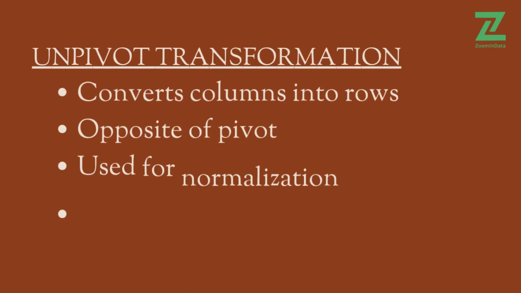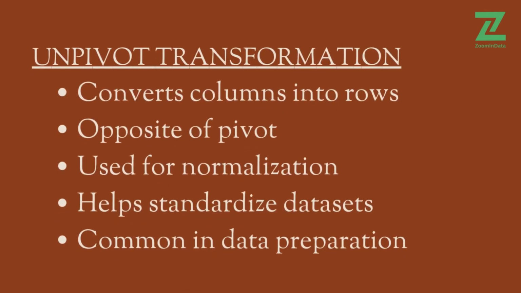Unpivot transformation converts columns into rows. It is the opposite of pivot. This transformation is used for data normalization. It helps standardize datasets. Unpivot is commonly used during data preparation.